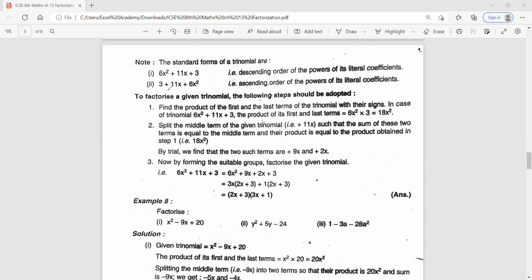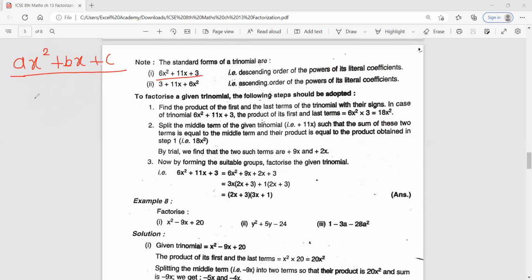Okay, let's talk about this question. 6x square plus 11x plus 3. First thing, make sure it is in standard form. How does the standard form of a quadratic trinomial look? It looks like ax square plus bx plus c. This is called the standard form of the quadratic trinomial.